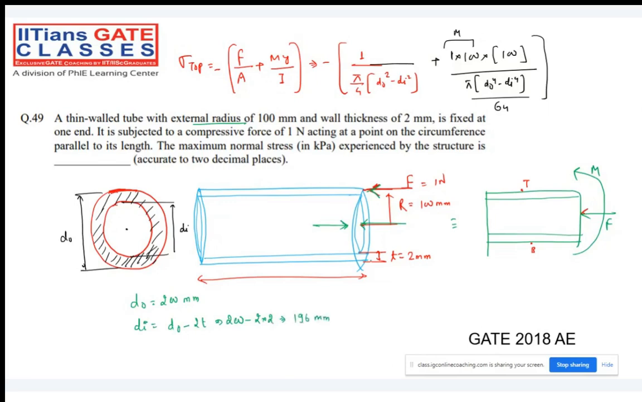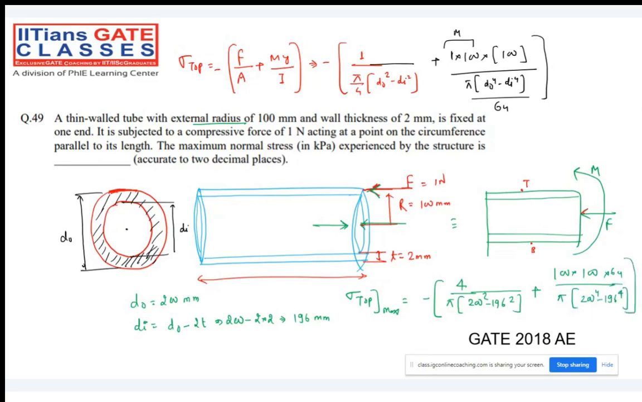So if you put the top fiber, where the maximum stress is going to be produced, it is minus of F, 1 Newton, divided by 4 by pi into 200 minus 196 square, that is going to be 100 into 100 into 64 into pi divided by 200 to the power 4 minus 196 to the power 4. So what are we going to get out of it? Please calculate.